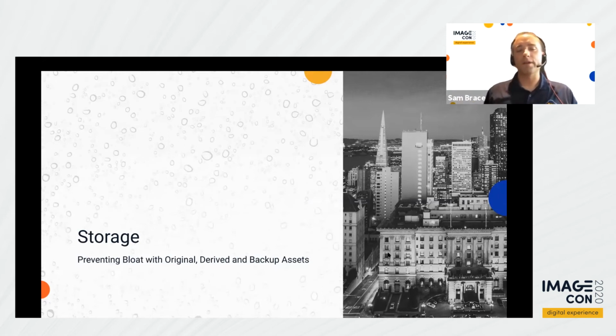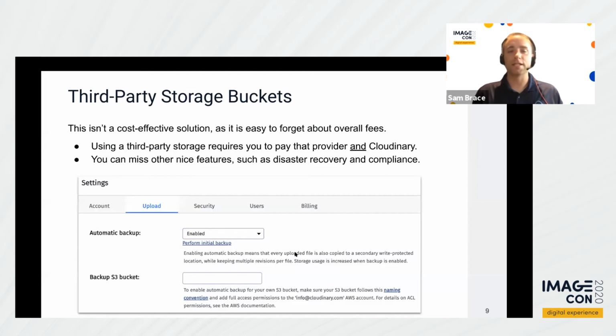So how do you prevent bloat, meaning that you're only saving what you really need to save? Well, the first way that you may think to do this is with third-party storage buckets. And yes, this is possible. So if you already have an existing Amazon S3 or Google Cloud Storage bucket that you're using for storage at this point, great. You can hook this up with Cloudinary. So that would be acting as your storage rather than Cloudinary's set storage that you have in this case.